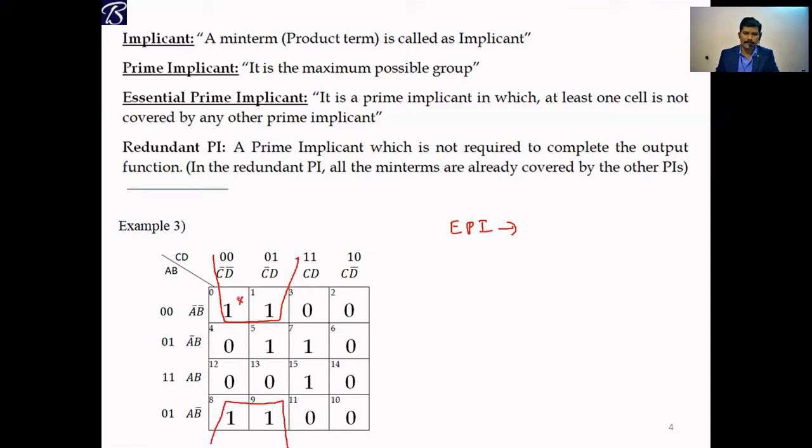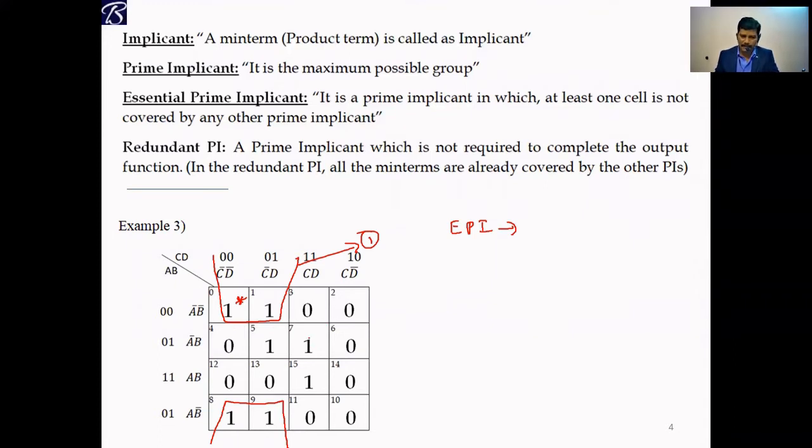For this one, I can put star. Okay. This first one is essential prime implicant. Coming to this one, there are two possibilities. So presently leave it. That is not essential prime implicant. There should be only one possibility.